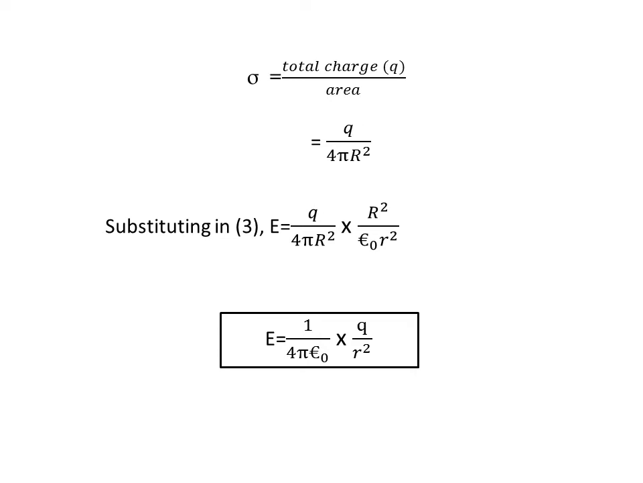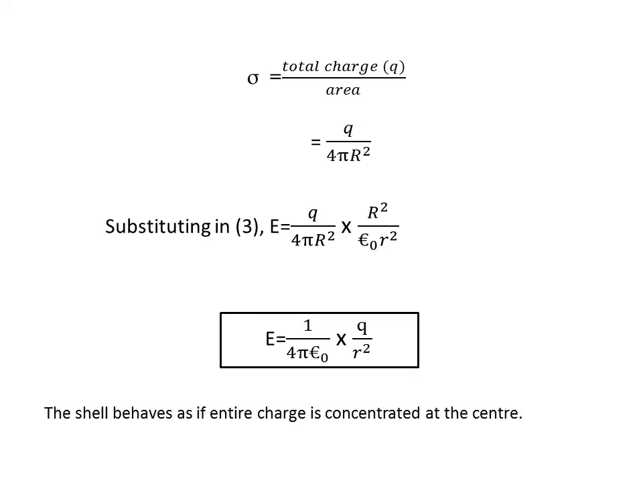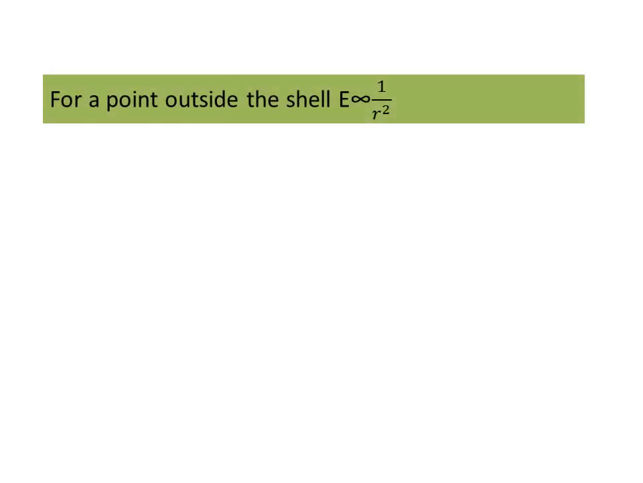This is same as the equation for electric field due to a point charge. It means that the shell behaves as if entire charge is concentrated at its center. So for a point outside the shell, electric field is inversely proportional to r square. That is E proportional to 1 by r square.